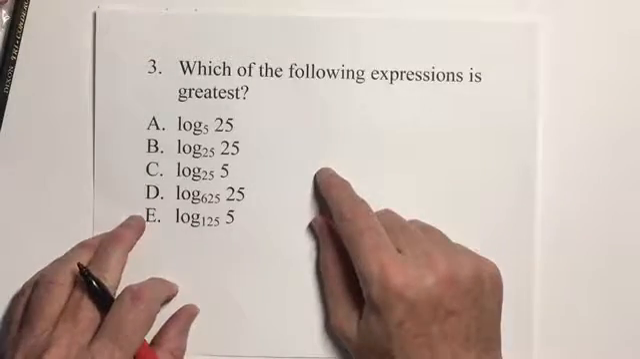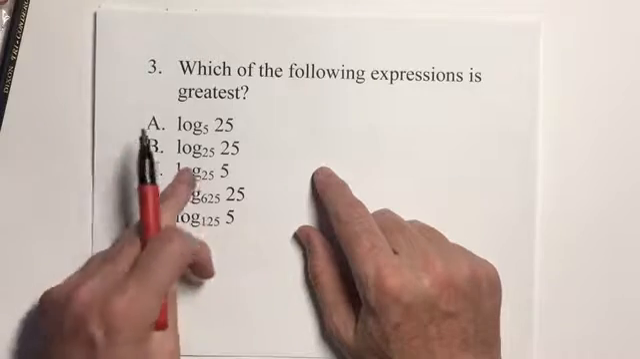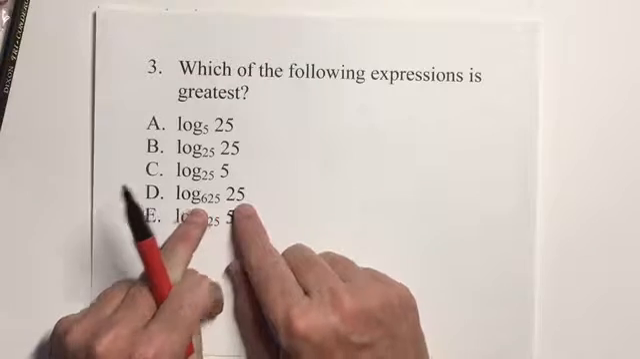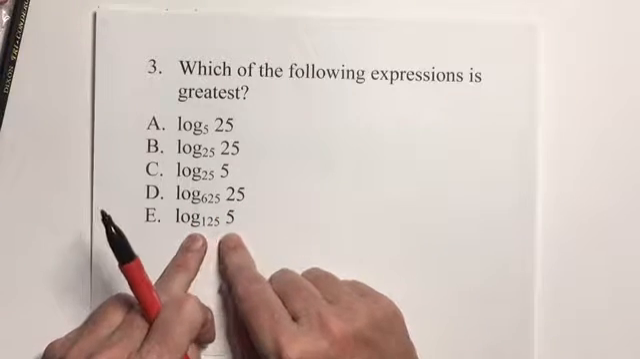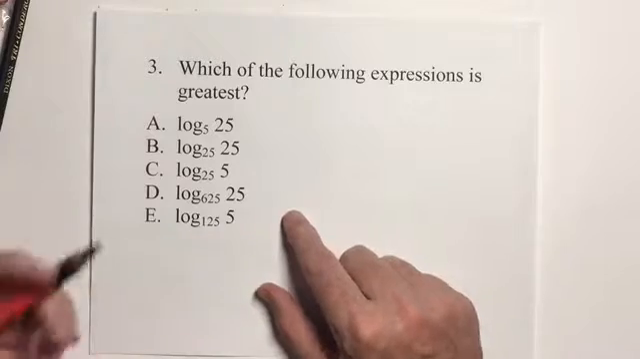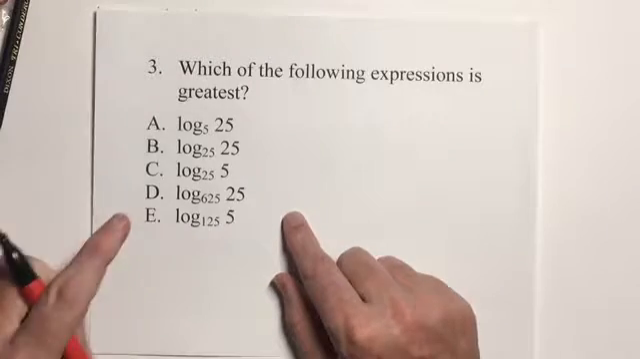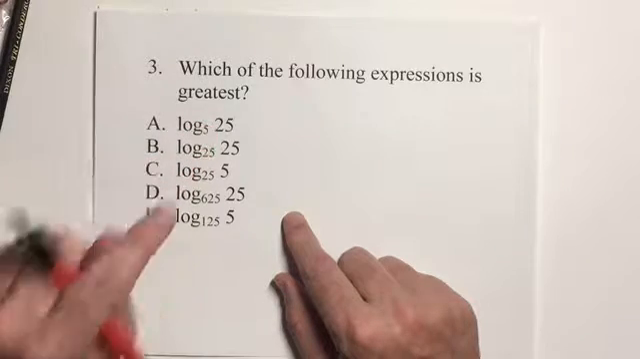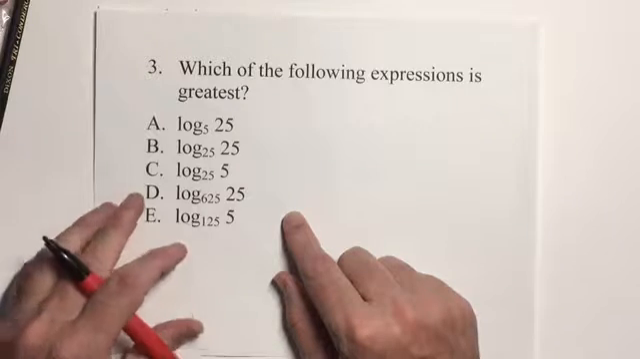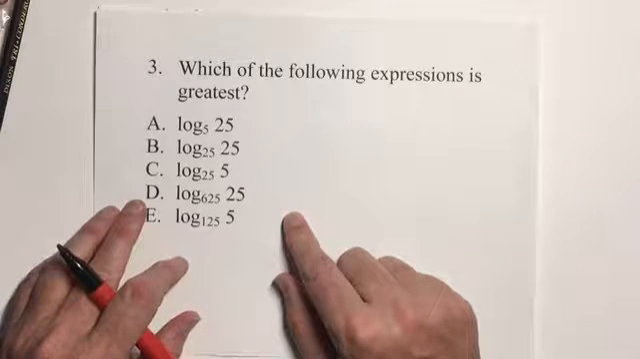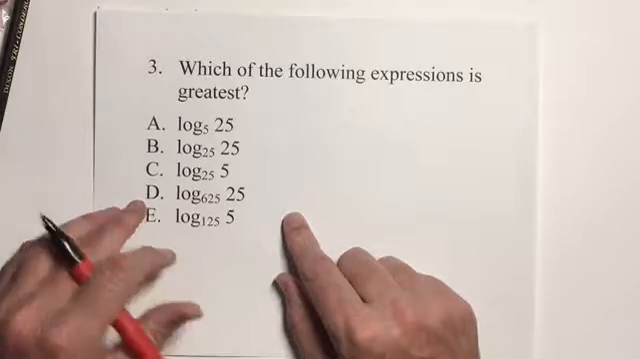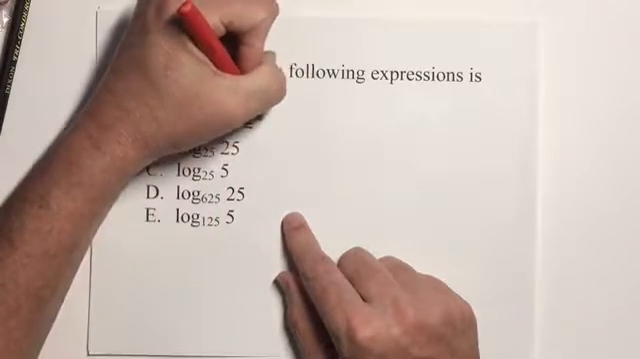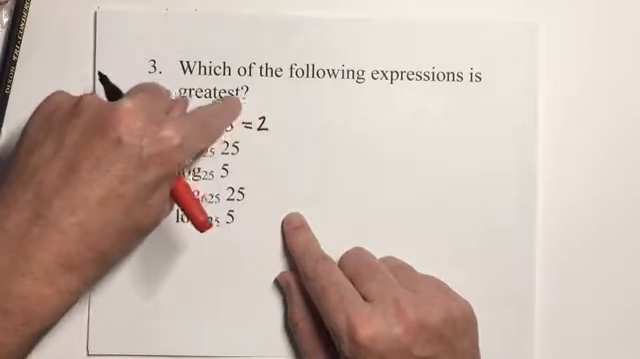Which of the following expressions is greatest? Log base 5 of 25, log base 25 of 25, log base 25 of 5, log base 625 of 25, or log base 125 of 5. Holy cow. Well, you might make a guess here that the smaller base will have the largest answer. And that won't always be true, certainly. But let's sort them all out and see which one is indeed the greatest, okay? So right here, we know how this works. 5 to the what equals 25? Well, 2. 5 to the second power equals 25.